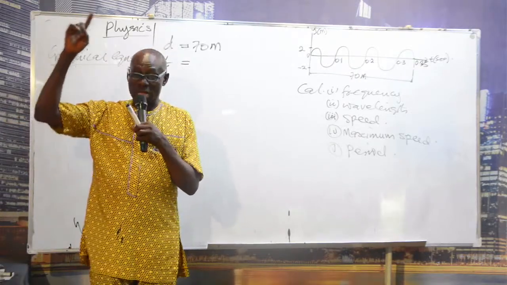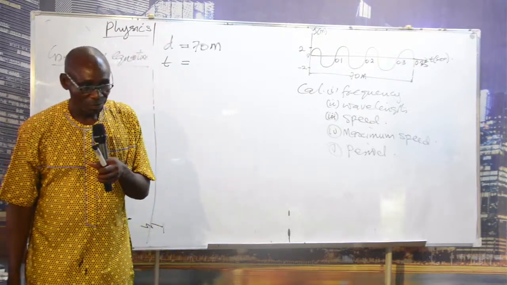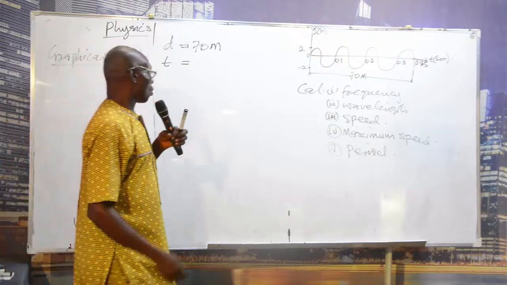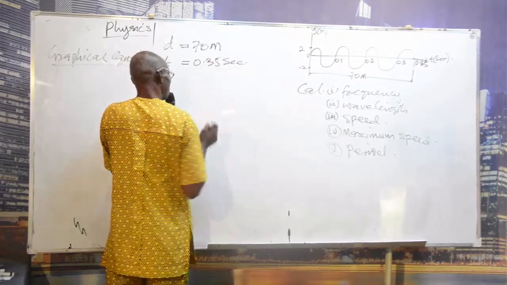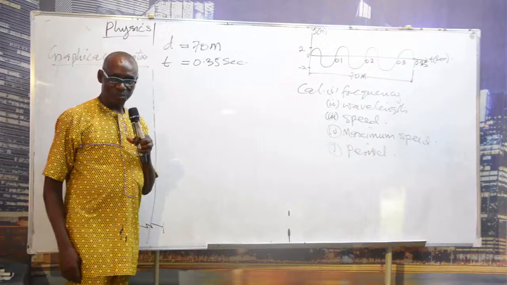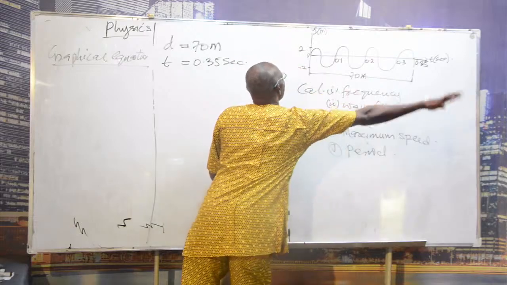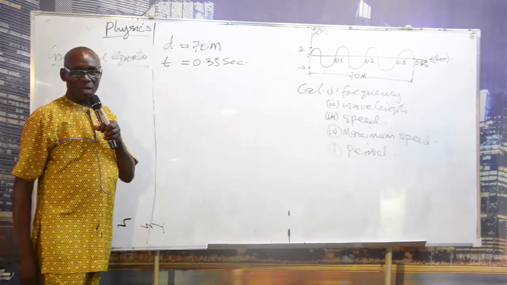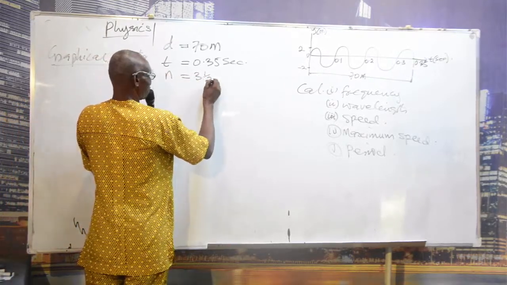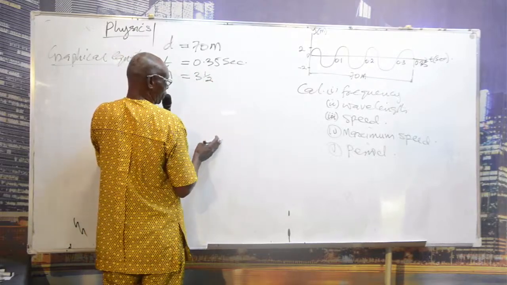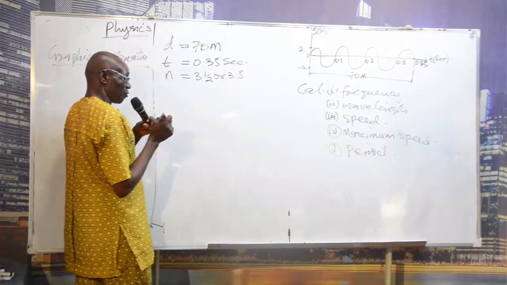That's the total time. Now look at the board. Stop writing. Look at the board. I will come back now and say total time is 0.35 seconds. Then I'll move on again. Look up. First, how many waves are here? So the number of waves is 3.5, any way you put it. That's the number of waves.